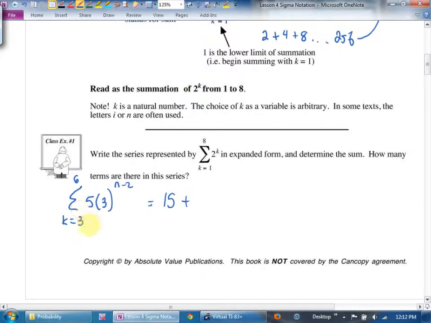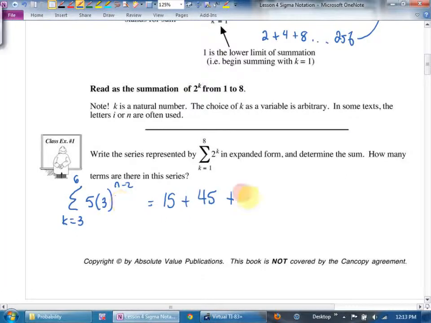What comes after 3? 4. Put a 4 right there, Matt. What's 4 take away 2? 3 squared times 5. The second term is 45, plus. Put a 5 right there. Adam, what's 5 take away 2? 3 to the third is? Times 5. 135, I think, yes?